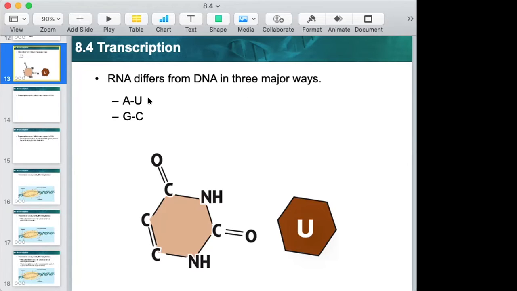And so as I mentioned too, don't write down this top one, you already have that down, but A goes to U in RNA, and then G goes to C, just like DNA.